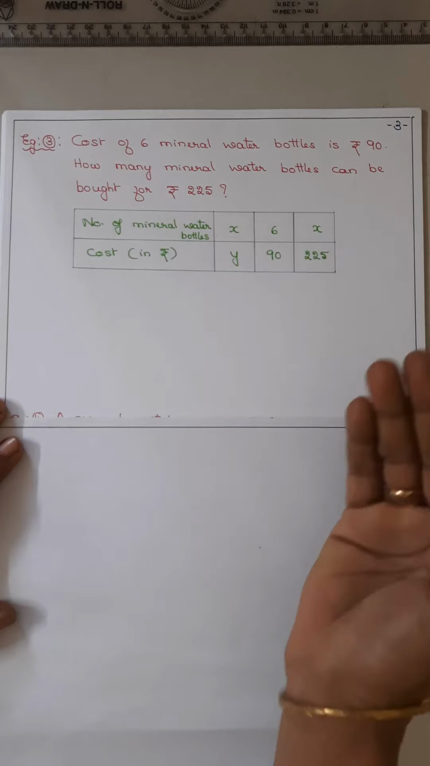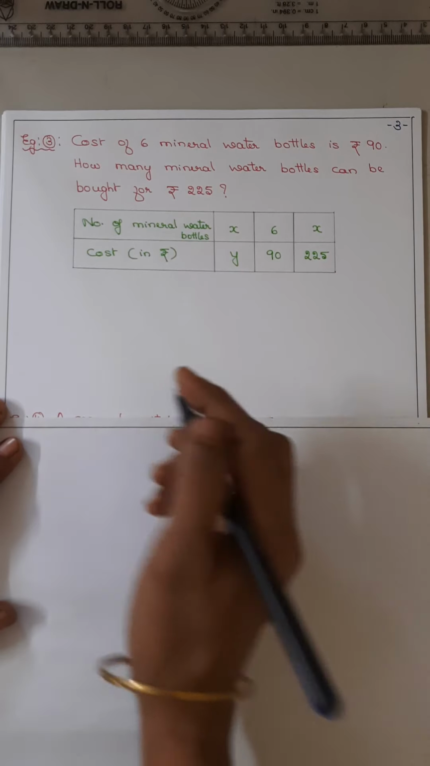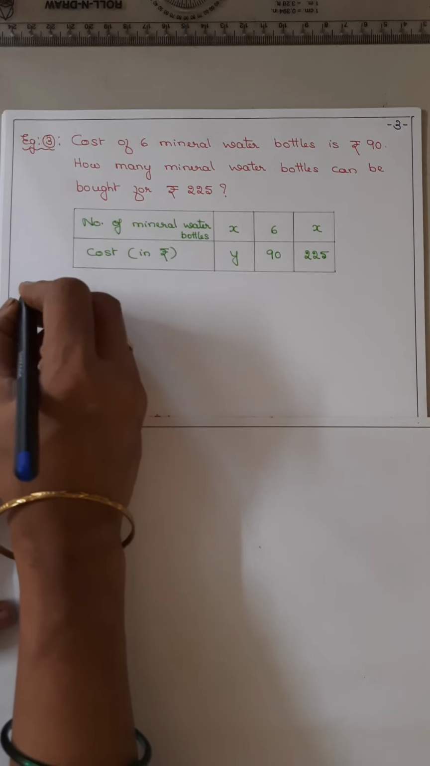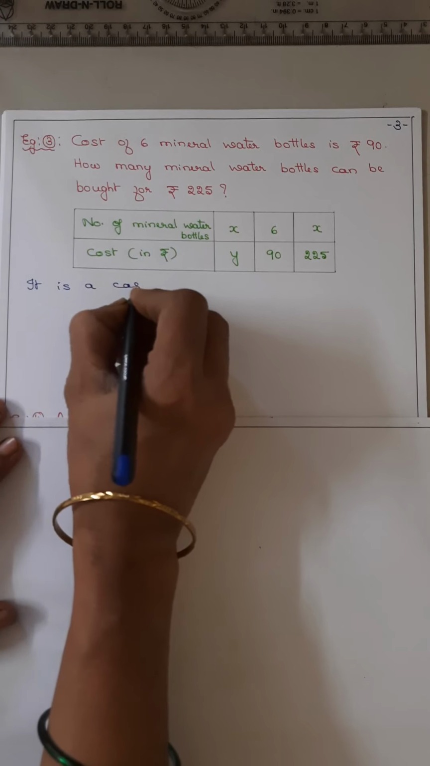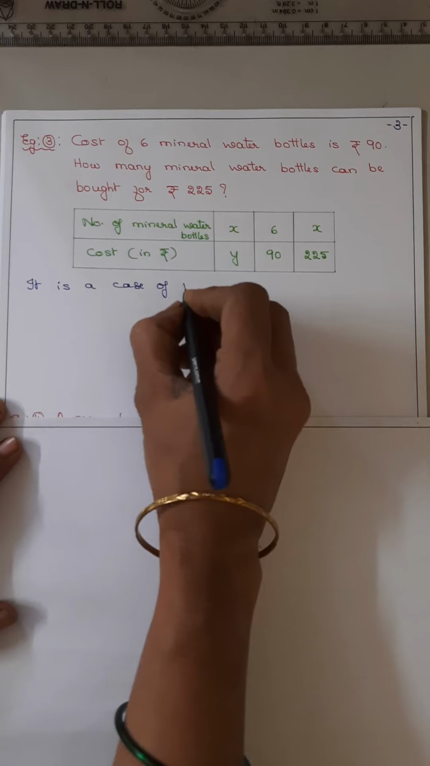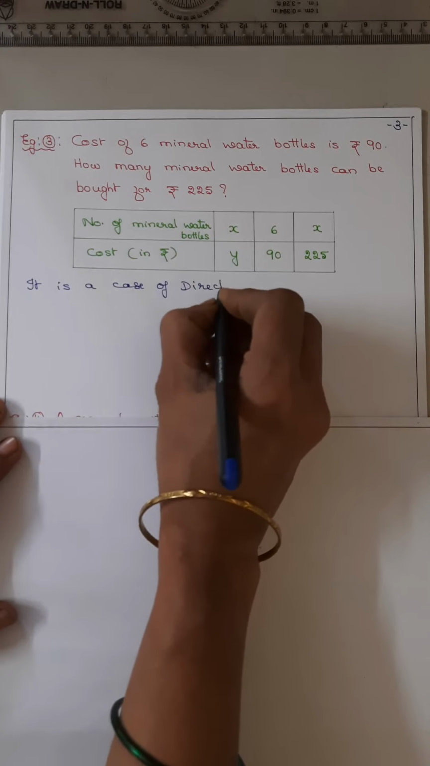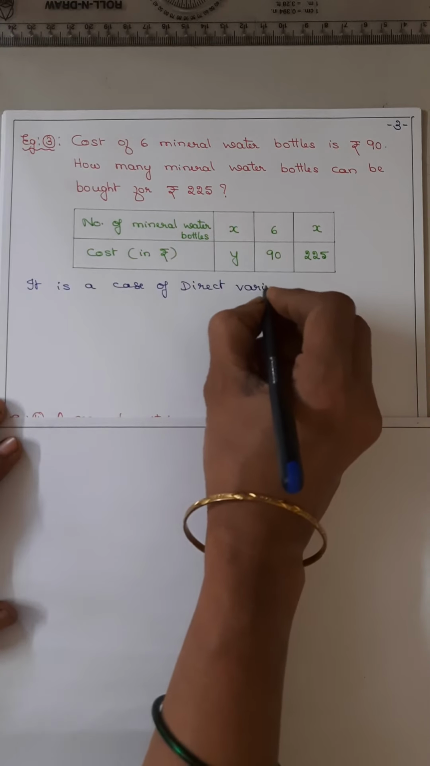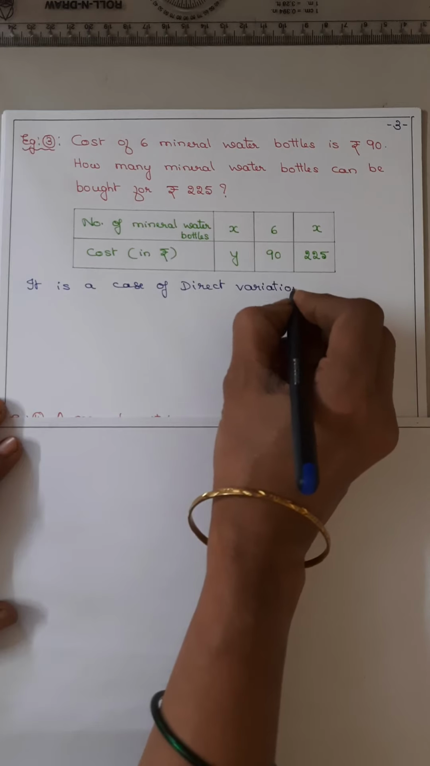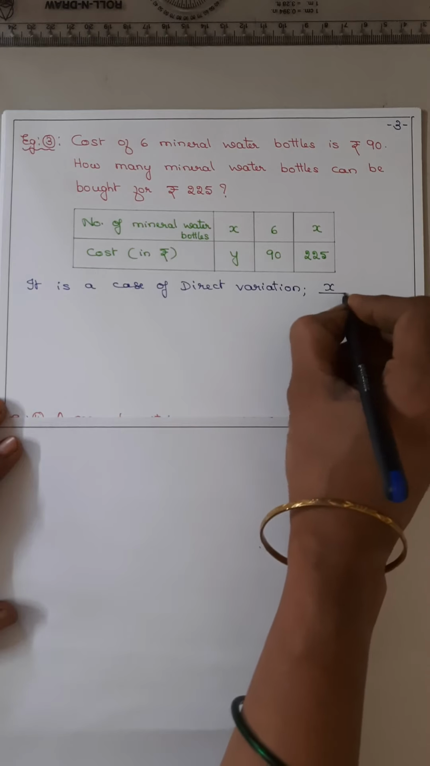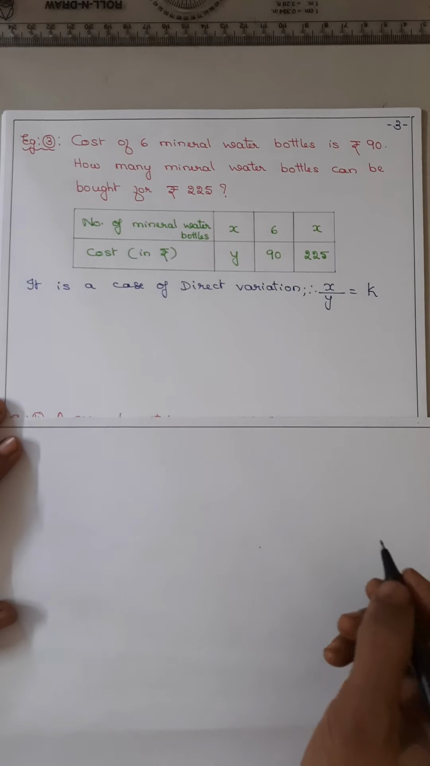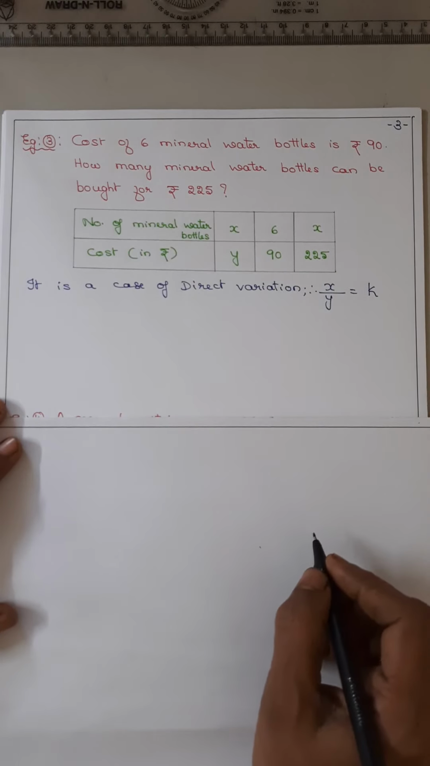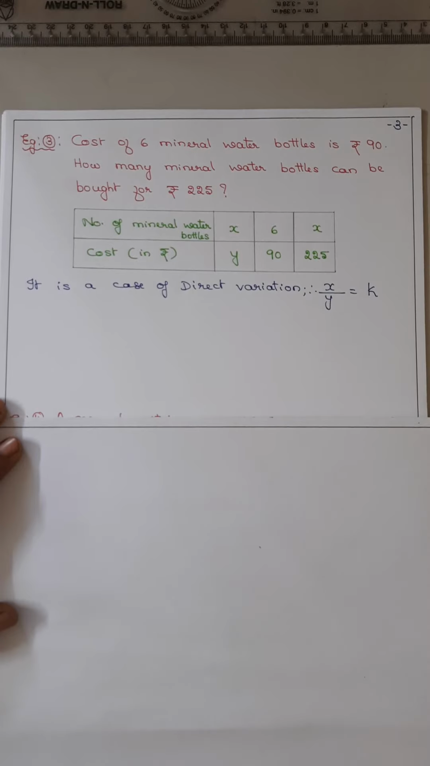Now which type of variation? First you have to tell. So you will be writing it is a case of direct variation. Therefore this statement is important. Okay, therefore x by y is equal to k. For each and every word problem you have to write this statement.